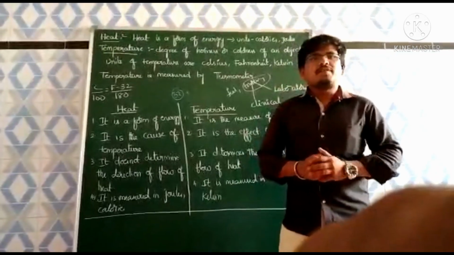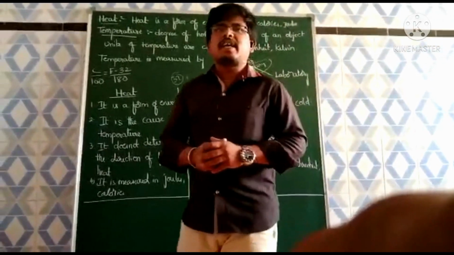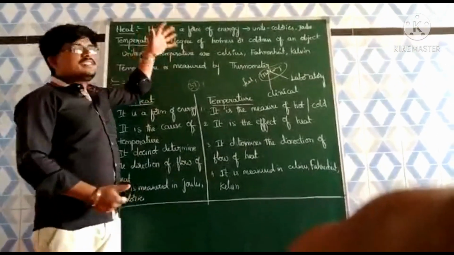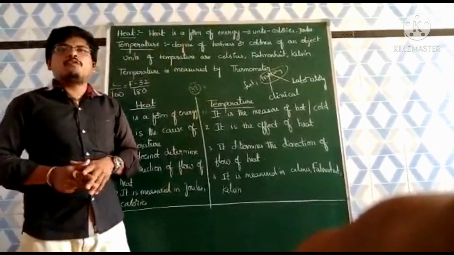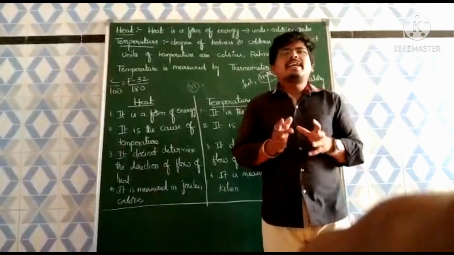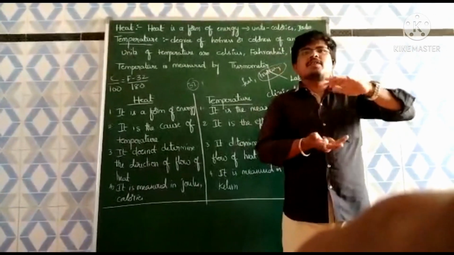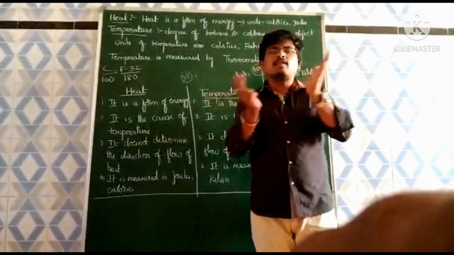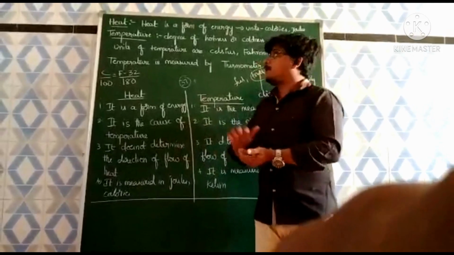As I said earlier, we have to learn a few topics related to heat and temperature. Let me tell you what is meant by heat. Heat is a form of energy. It will flow from a high temperature zone to a low temperature zone. A high temperature zone means a temperature which is very hot. A low temperature zone is relatively at a low temperature.